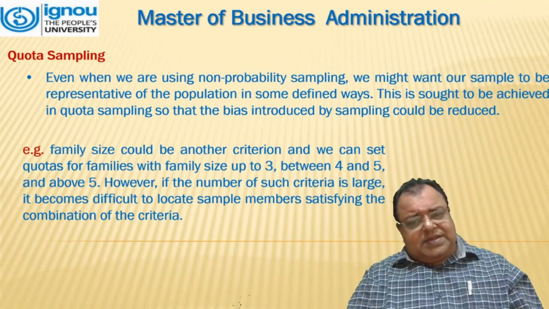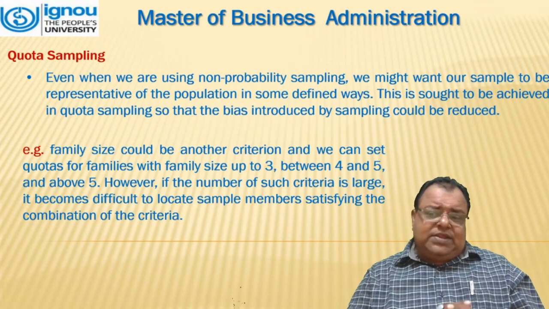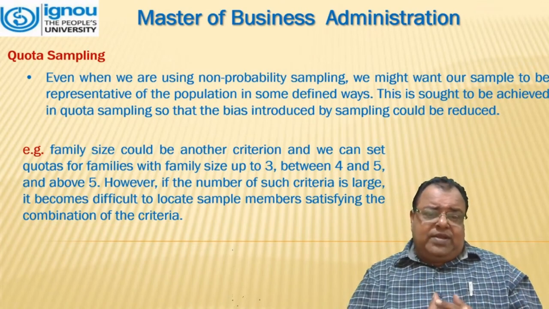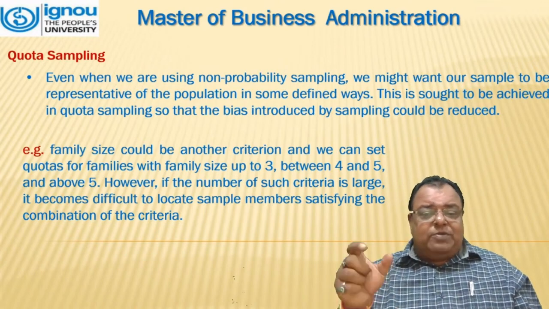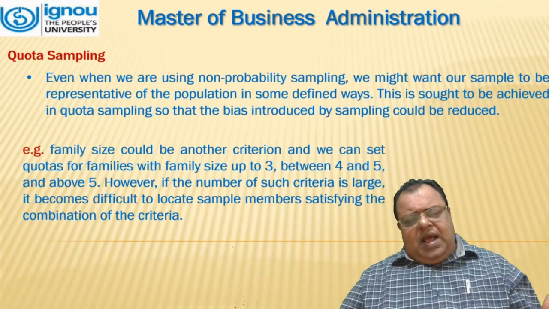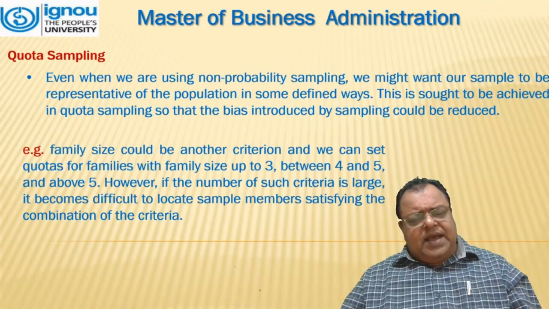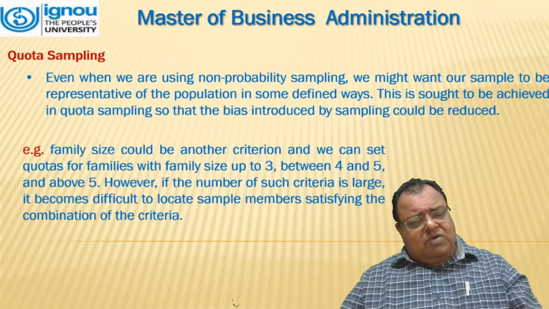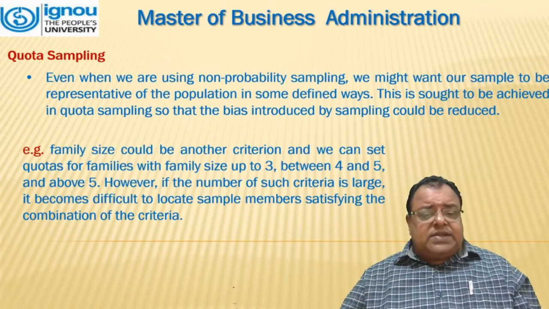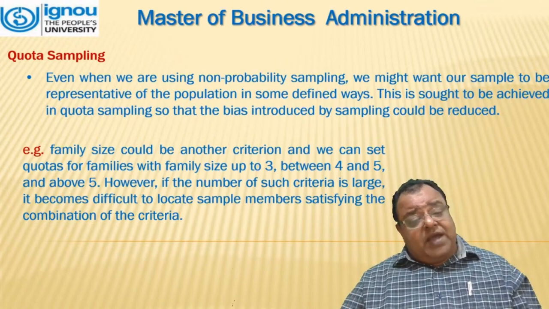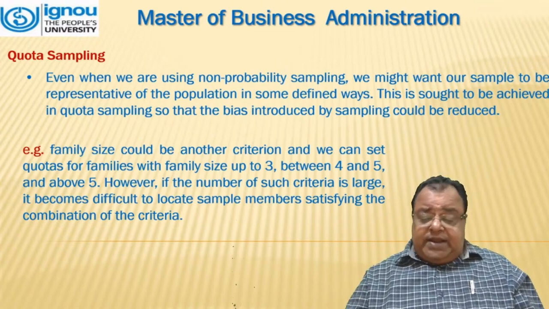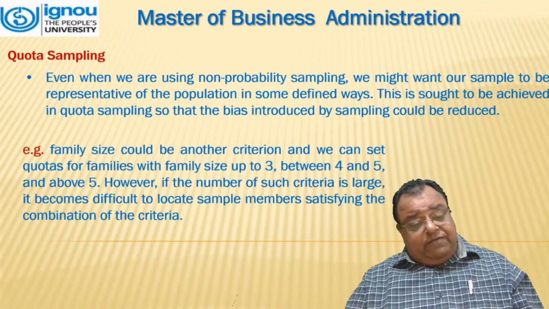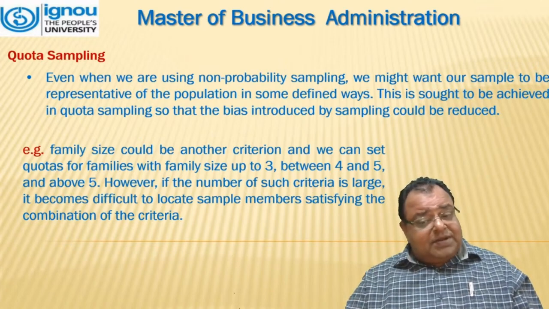Quota sampling. Even when we are using non-probability sampling, we might want our sample to be representative of the population in some defined way. This is sought to be achieved in quota sampling so that the bias introduced by sampling could be reduced. For example, family size could be one criterion, and we want to set quotas of family size up to 3, between 4 and 5, and above 5. However, if the number of such criteria is large, it becomes difficult to locate sample members satisfying the combination of the criteria.